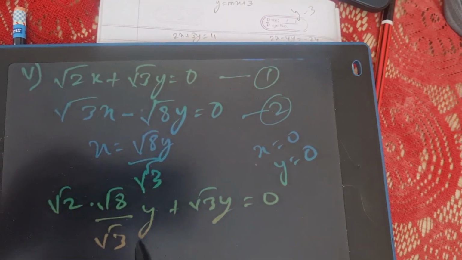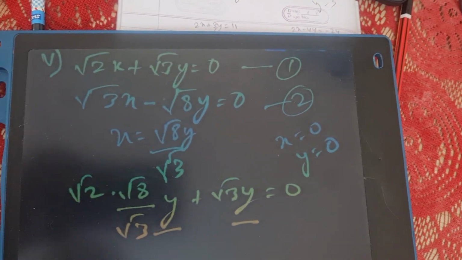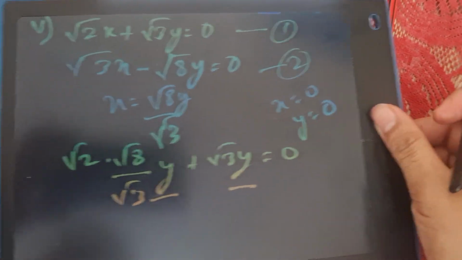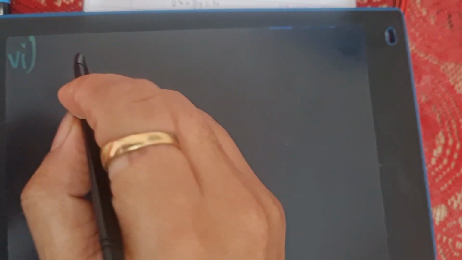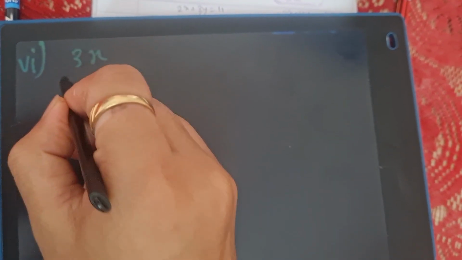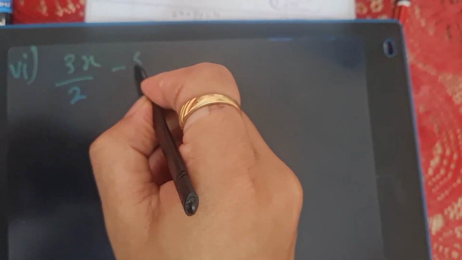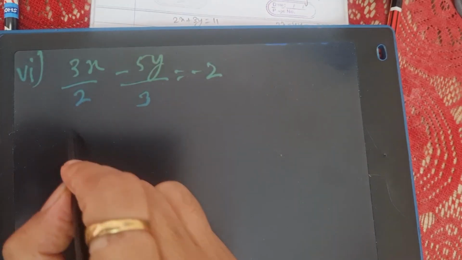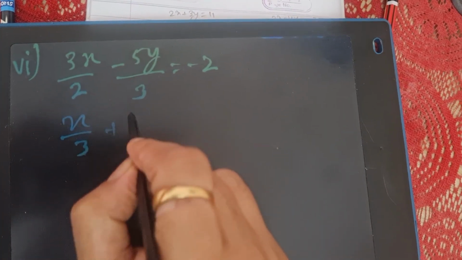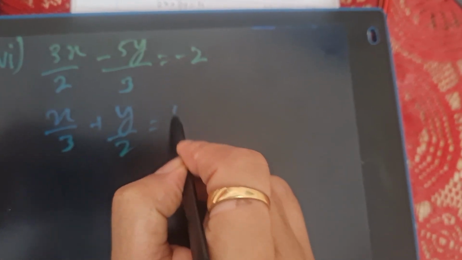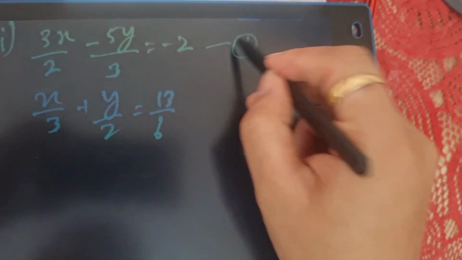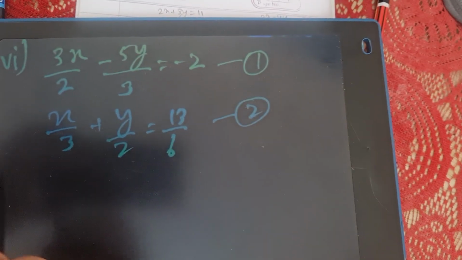We can see, right? If y is equal to 0, then the equation will be 0. So there is one solution to this equation, that is x and y equal to 0. Now sixth part, 3x by 2 minus 5y by 3 is equal to minus 2, and x divided by 3 plus y divided by 2 is equal to 13 by 6. So we will name these two equations, equation 1 and equation 2.